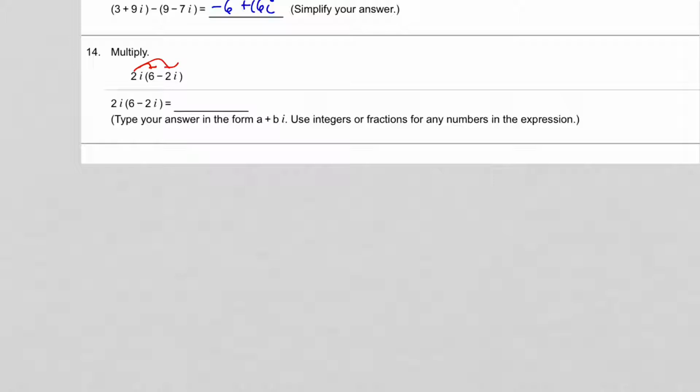distribute, and this time we are remembering that i squared is negative 1. So 12i minus 4i squared, which this turns into a negative 1. So that makes this positive 4. So we have 4 plus 12i.